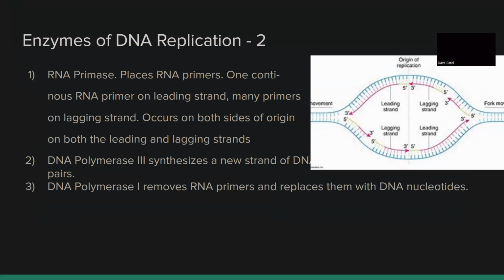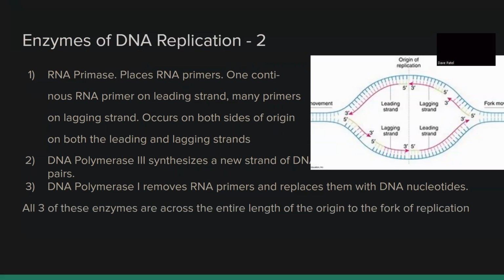DNA polymerase 1 then hops in behind DNA polymerase 3. It basically removes the RNA primers and replaces those primers with DNA nucleotides. Really, the only thing you're replacing is uracil with thymine. Those are the two things that are differentiable between the RNA primers and DNA bases. Just to make clear the location of all these enzymes, all three of these enzymes are across the entire length of the origin of replication, happening at both ends of the origin of replication on both the leading and lagging strands.